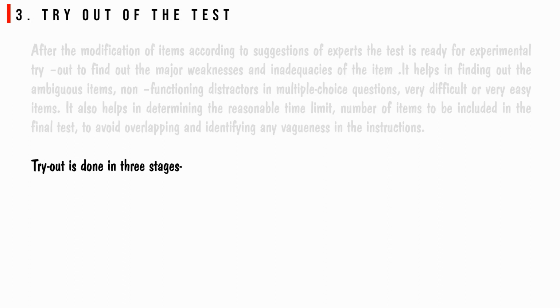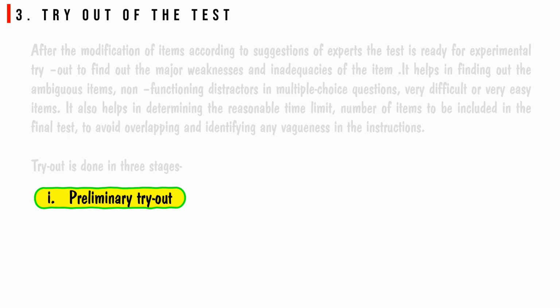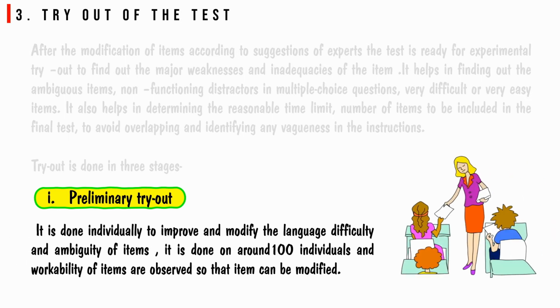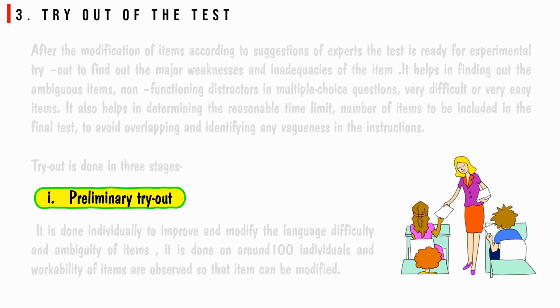Tryout is done in 3 stages. The first stage is preliminary tryout. It is done individually to improve and modify the language, difficulty and ambiguity of items. It is done on around 100 individuals and the workability of items is observed so that items can be modified.